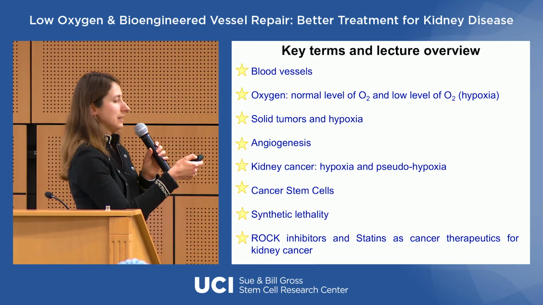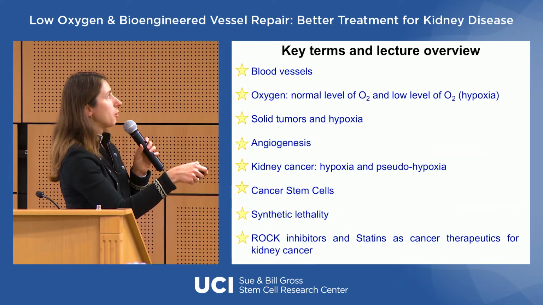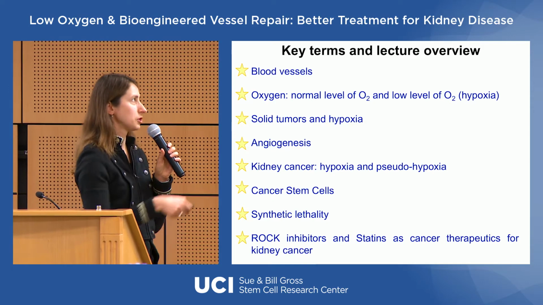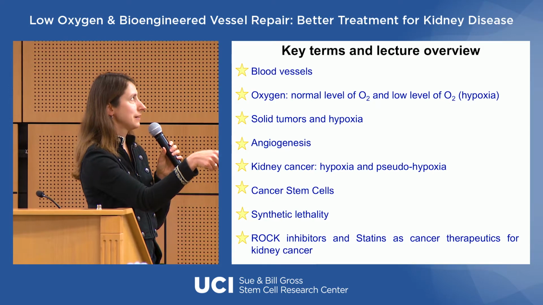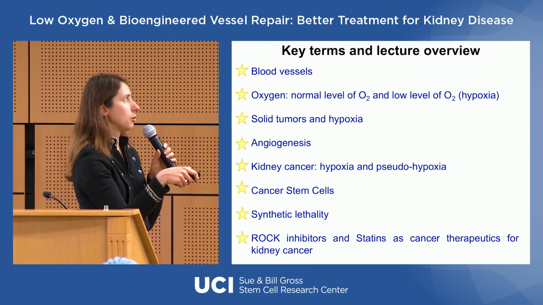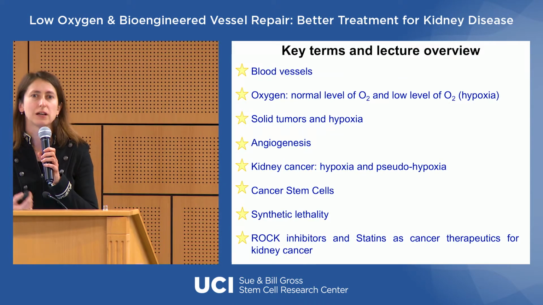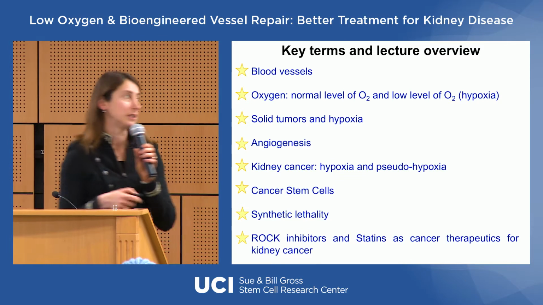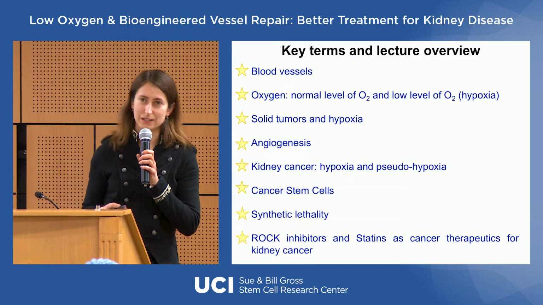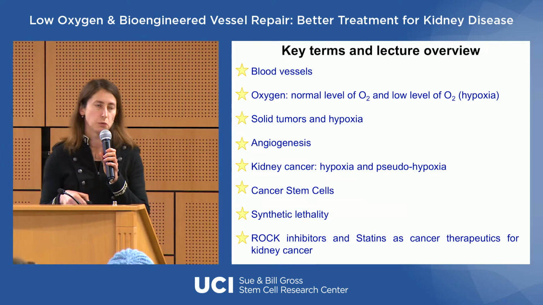So the first one, I'm going to talk about the blood vessels. I'm going to talk about oxygen. I'm going to talk about the normal level of oxygen and low level of oxygen. It is also called hypoxia. Then I'm going to talk about solid tumors and then the low oxygen tension in solid tumors, what it does for the tumor and how it poses problems for the treatment. Then I'm going to talk about the process of angiogenesis. And this is the process of building new blood vessels from the pre-existing ones.